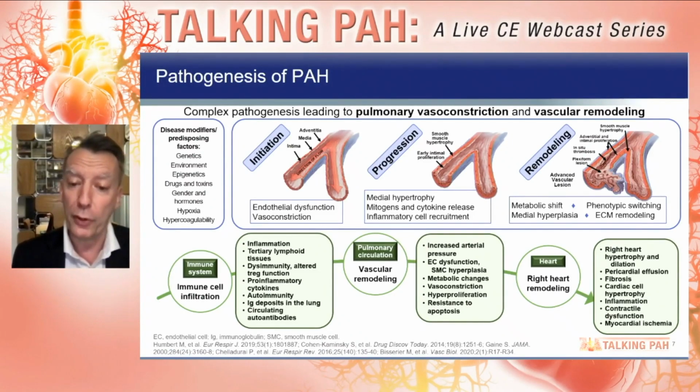This will influence the right side of the heart with initially right heart hypertrophy and then dilation, pericardial effusion, and fibrosis of the myocardium. Myocardial ischemia may occur during the progression of the disease. There are different predisposing factors and modifiers which will trigger or influence the natural history of the pathophysiology of PAH.